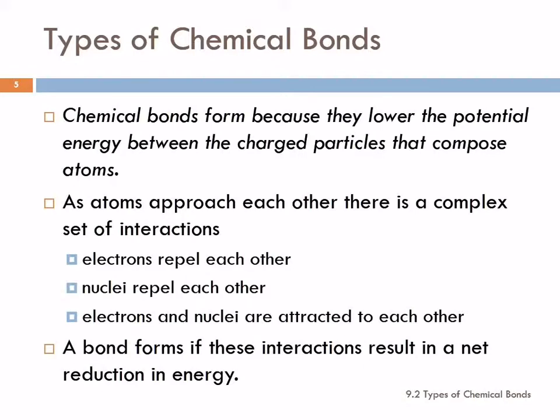between those particles. So if we think about two atoms approaching each other, there's a lot of different interactions. The electrons are going to repel each other because like charges repel. The nuclei are also going to repel each other, but the electrons and the nuclei are attracted to each other. The protons in the nuclei and the electrons outside are going to be attracted to each other. So we get this interaction of all these different forces, and a bond will form if those interactions result in a reduction in the energy.